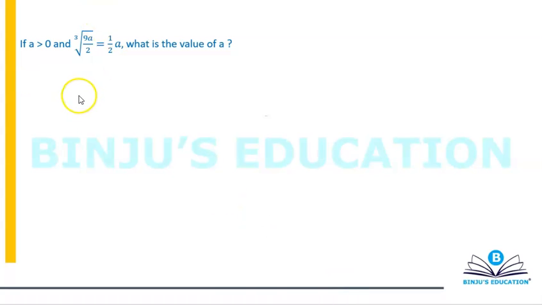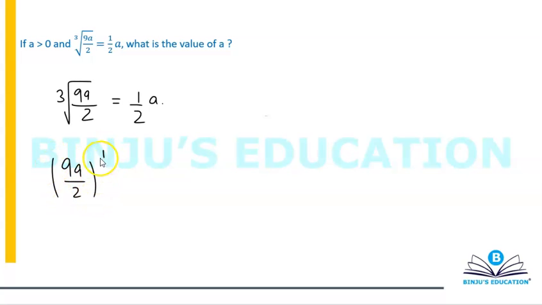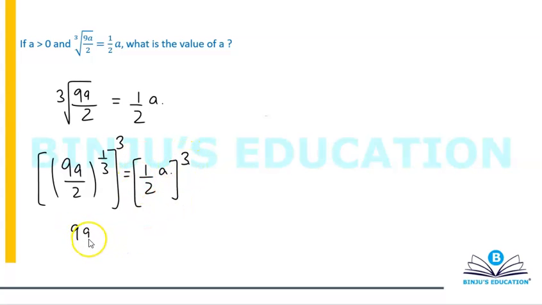Alright, let's try this one. So I have cube root of 9a by 2 on my left and I have half of a on my right. This I can rewrite as 9a by 2 to the power 1 by 3, which is equal to 1 by 2a. Now in order to remove 1 by 3 in the power, I'll have to cube both the sides. So this will give me 9a over 2 is equal to a cube over 8.